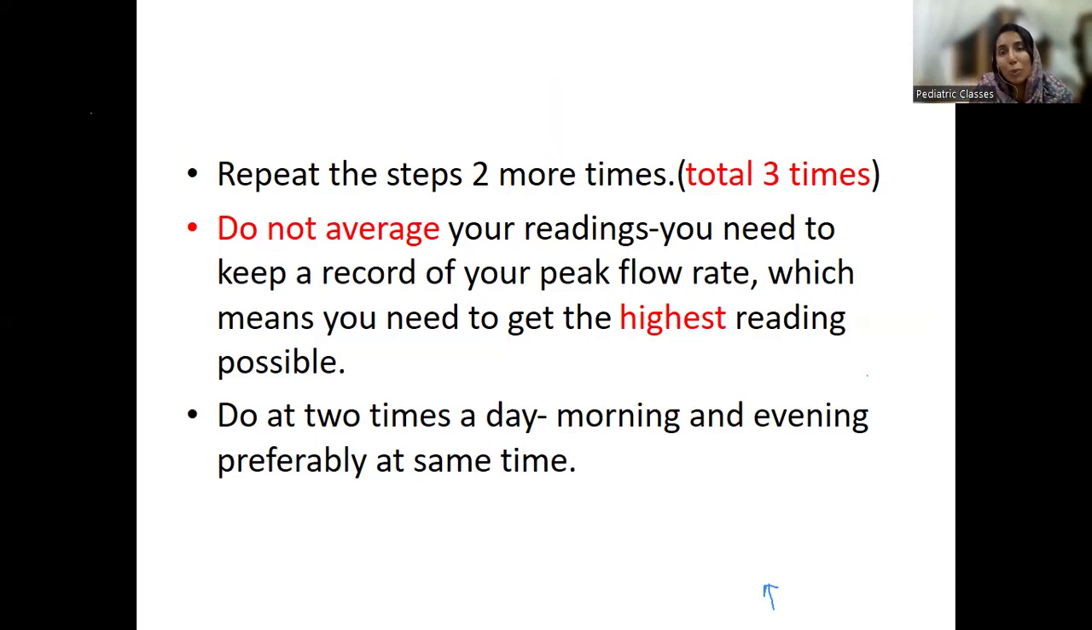Same thing you will do in the evening hours, and again 3 times you will do the same procedure: take a deep inhalation, then purse your mouth around and blow as hard and fast as possible. Like this, and then I can see this has gone up. This should be done very properly. Record the highest of the 3 values. So you will write 3 values, and of those, you will record the highest.